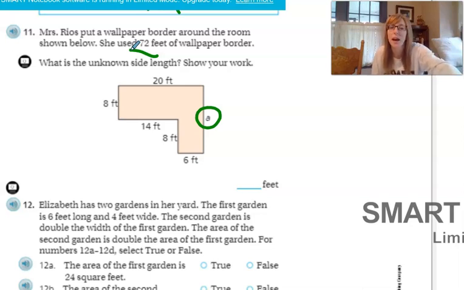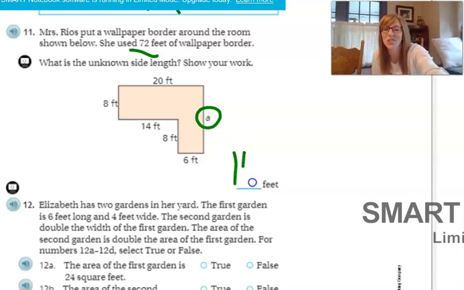So what we have to do is add up all of our sides, and then whatever the difference is between those and what number do you think? 72, you're right. So it's going to be 72 minus all of those numbers added up. So you do the math. Go ahead.